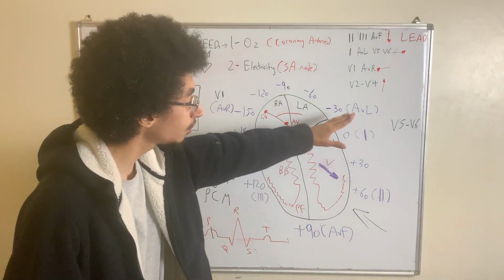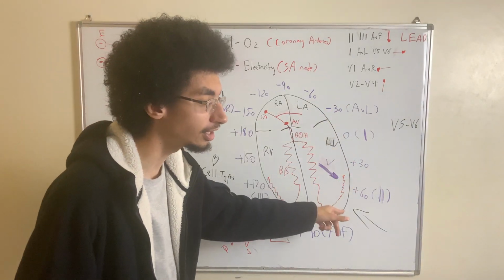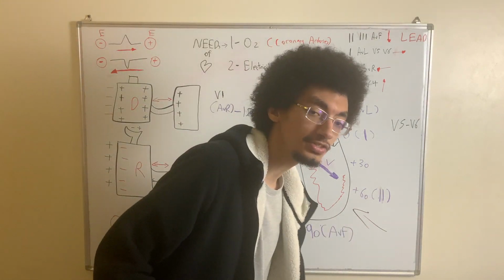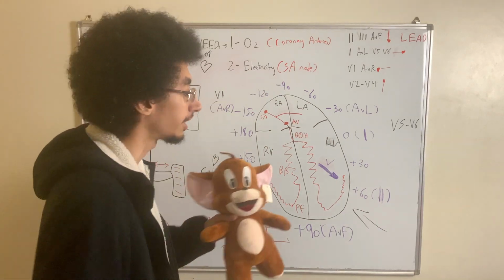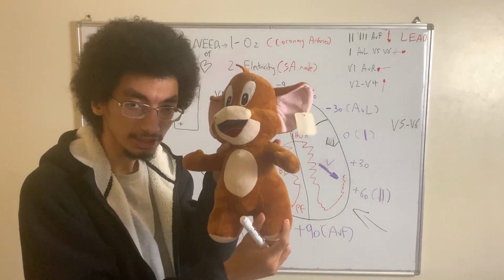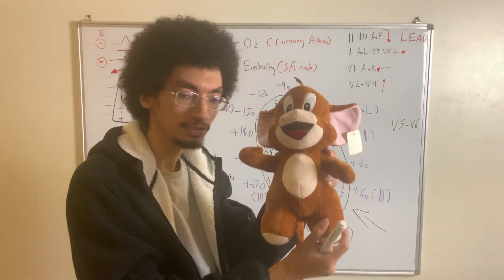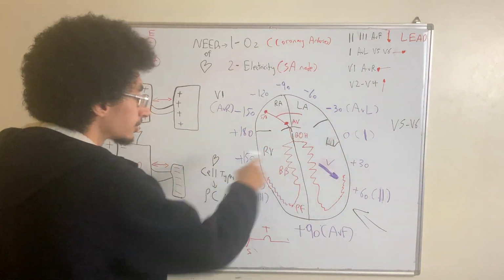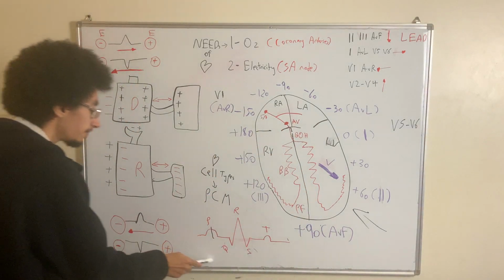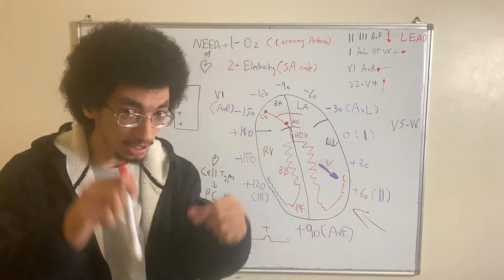Now go plus 30 degrees, plus 60 degrees. At plus 60 degrees, lead 2 will show up. Where is lead 2 placed? Not your left arm, your left leg. Specifically, its positive electrode is placed on the left leg, and it will record the vector from an angle of 60 degrees. It will give us this reading right here. This is lead 2, another limb lead.